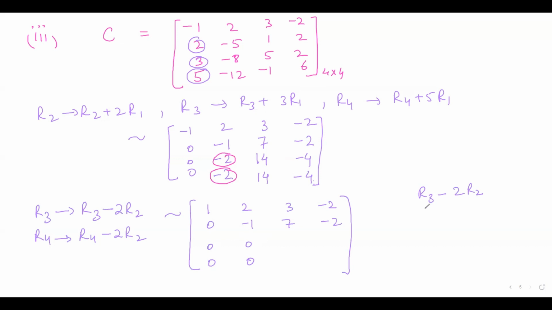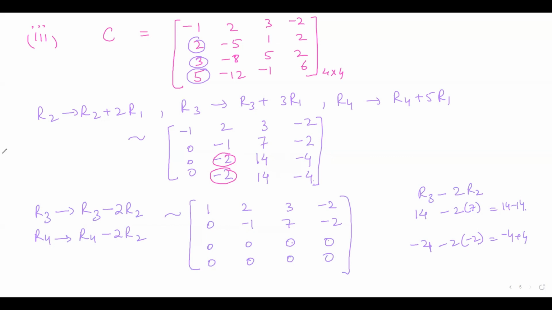Now this is 14, so this is 14 minus twice the corresponding element of row 2, which is 7. So twice of 7, that's 14 minus 14. So that's again 0. Now this is minus 4 and this is minus 2 times of minus 2. So this is minus 4 plus 4. Again, we are getting a 0. Here you could see that it's twice of the other row because it is a multiple. Similarly, the fourth row is also a multiple of the second row, so I'll be getting a 0 here again.